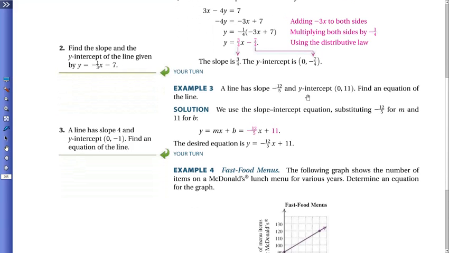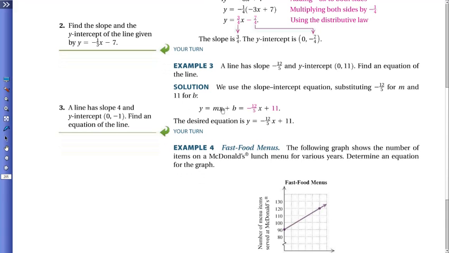Then they take these two items and say write an equation from this. Well, if I put this back in here, I have the y-intercept and I have a slope. Well, I could remember what the form is and just say y equals -12/5 x plus 11. And there is your equation.